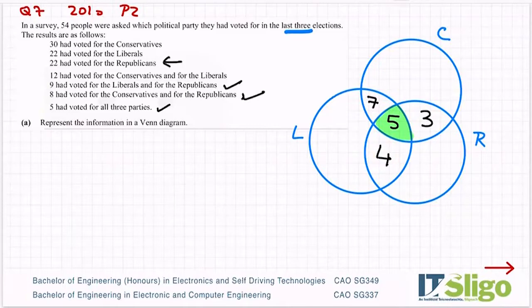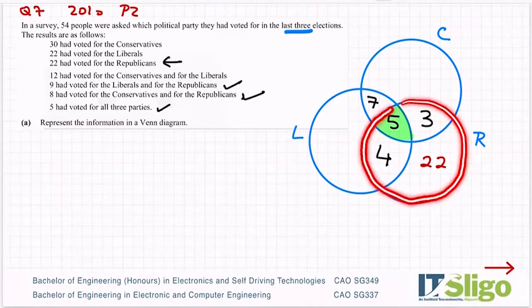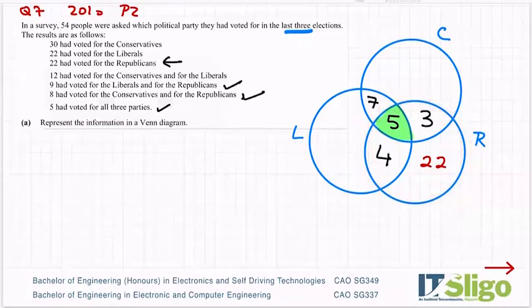22 had voted for the Republicans, okay? And another mistake is when the 22 appears here. Again, that's wrong, because if I draw the circle that is the Republicans, everything in this circle should add up to 22, not that there's 22 out here. So this area out here where we have the 22 is those that voted for the Republicans only.